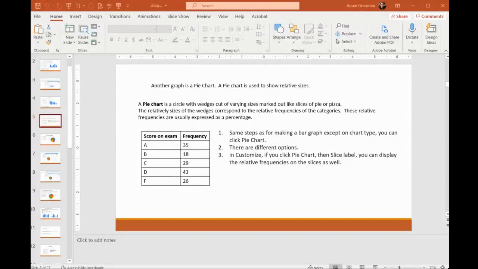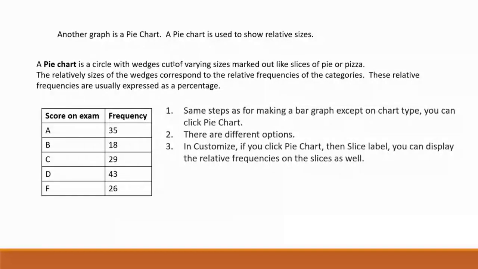Okay, with a pie chart, you might have seen it before. If you haven't, that's okay. With a pie chart, basically, you have a circle with wedges cut out, and the wedges are cut of varying sizes.